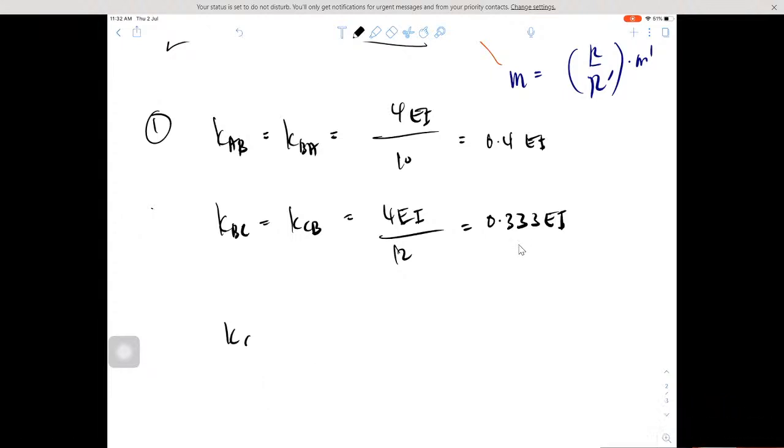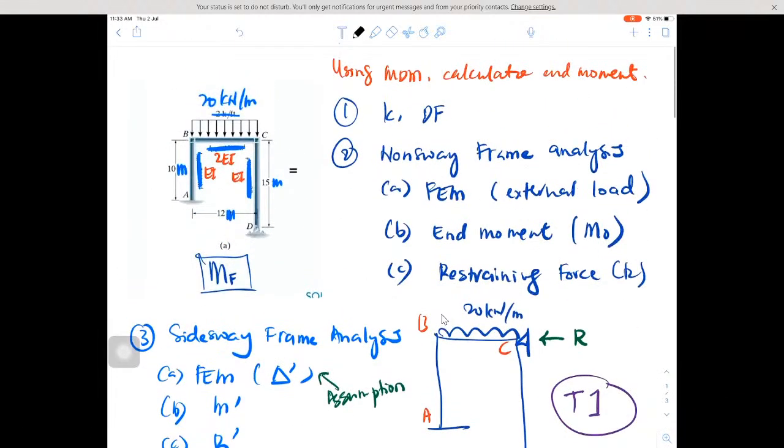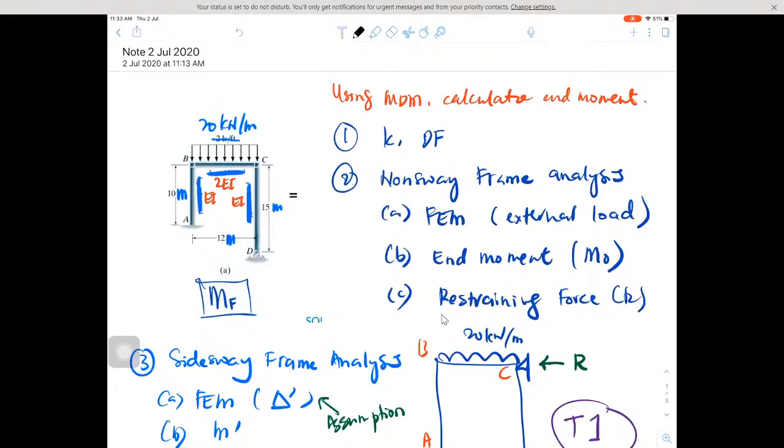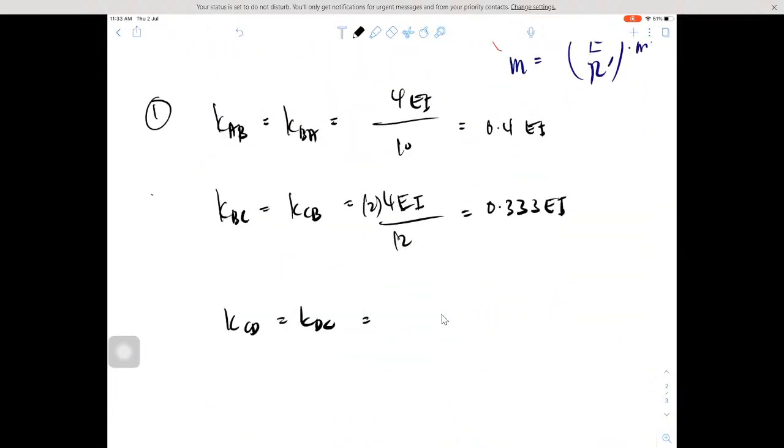And we calculate for KCD, which is equal to KDC. This is the same, so actually we need to write only KCD. By looking at the diagram, D is a pin, so we need to use the formula for a pin end. It is 3EI over L. This one has 2 times 2, so it is 2EI.